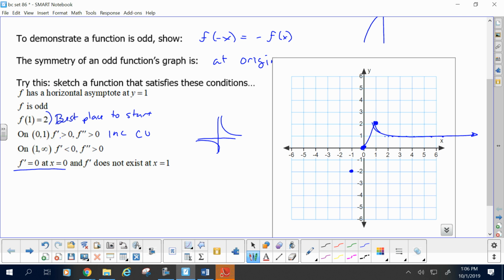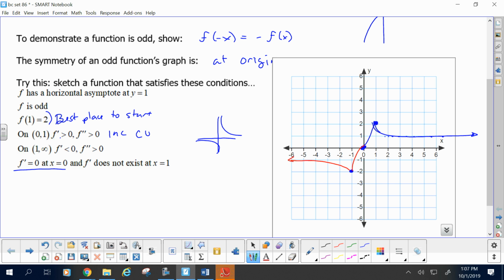Okay, cool. By symmetry then, if the 0 to 1 region is increasing concave up, then what should the other side be? Decreasing, concave down. If this part was decreasing concave up, then its reflection should be increasing concave down. And if this is approaching y equals 1, this should approach y equals -1. Now, students feel like, wait a second, you have to approach the same thing on both sides. The answer is no. A horizontal asymptote does not have to apply to both sides.